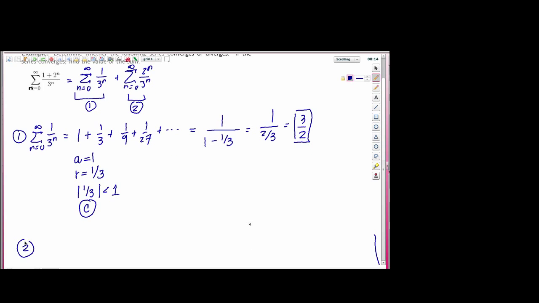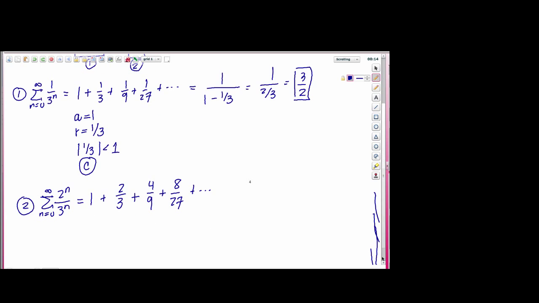Now let's work on the second one. For the second one, we have the sum from n equals 0 to infinity of 2 to the n over 3 to the n. When n is 0, we just get 1. When n is 1, we get 2/3. When n is 2, we get 4/9. When n is 3, we get 8 over 27. And we see again, this second one is also a geometric series.